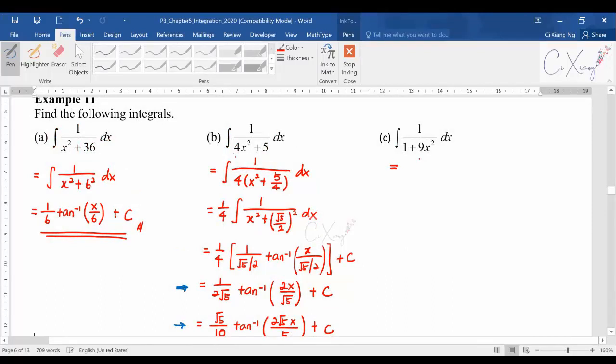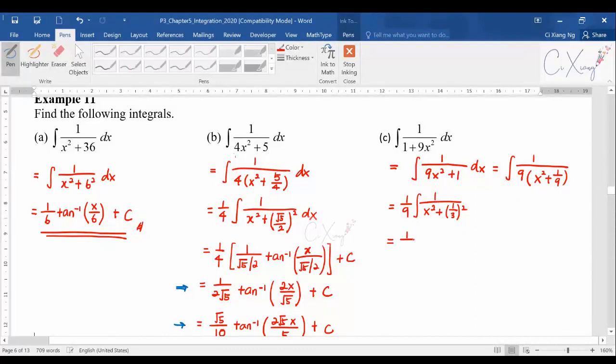For part number C, I will rephrase it as 1 over 9x squared plus 1. The same thing happened, because the coefficient of x squared is not a 1, therefore you have to factorize out the 9. When you factorize out the 9, you will have x squared plus 1 over 9. Then 1 over 9, I will make it as a constant and take it out. For this part, I'm writing it as x squared plus a squared, so the a should be 1 over 3, so that 1 over 3 squared gives back the 1 over 9 here.